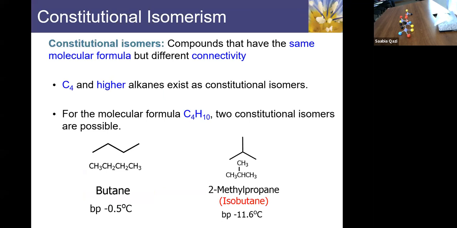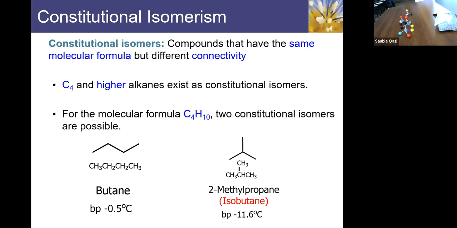Constitutional isomers are those, even though I said that this is not the topic of the day, we are more interested in the enantiomers, right? The whole chapter is about enantiomers. But in order to understand the difference between the stereoisomers and the constitutional isomers, let's learn a little bit about the constitutional isomers. So, constitutional isomers are those isomers which have the same molecular formula, but the connectivity is different.